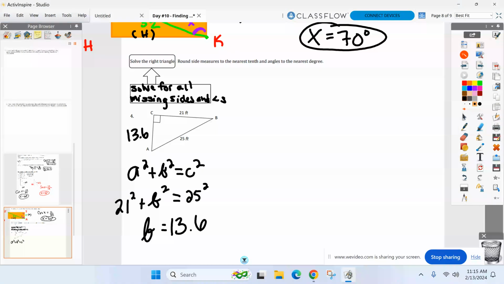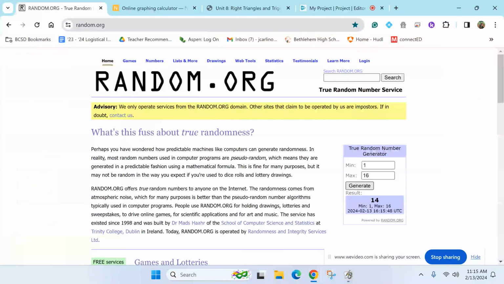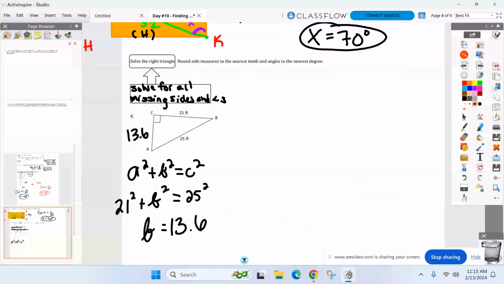It does not matter whether you want to find A or B now, so you make a class decision for us. What angle do you want to find there? Gianna, what angle do you want to find? B? All right, let's do it. Find angle B now, kids.